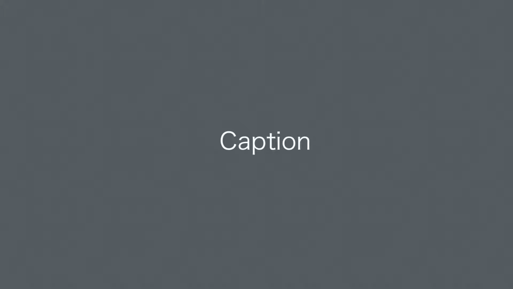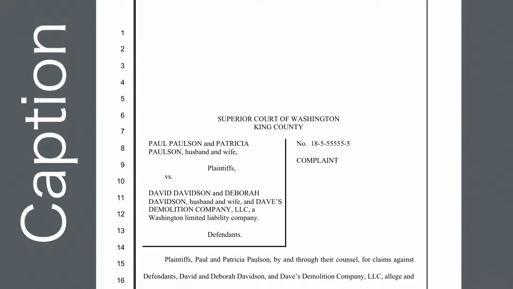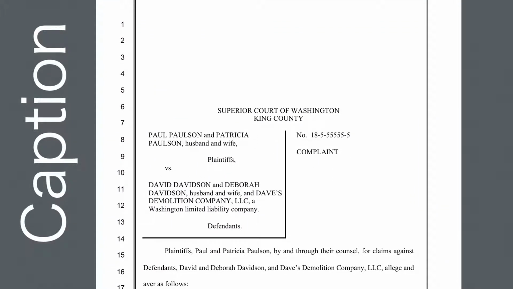The document itself is structured in a very straightforward fashion, starting with what is called the caption. The caption is basically the bureaucratic section of the complaint used to organize all the important identifying elements of the lawsuit in one place at the beginning. It includes the name of the court, the name of the parties, which are of course the plaintiffs and defendants, and it includes a cause number.